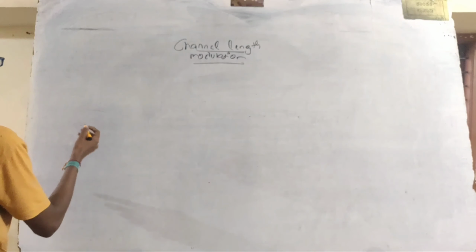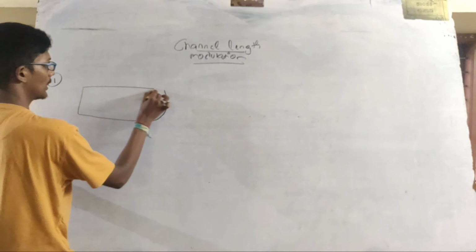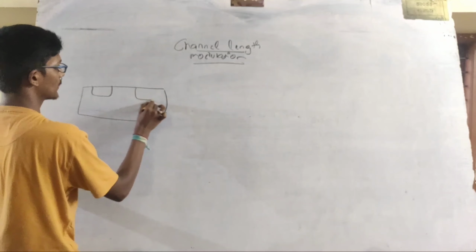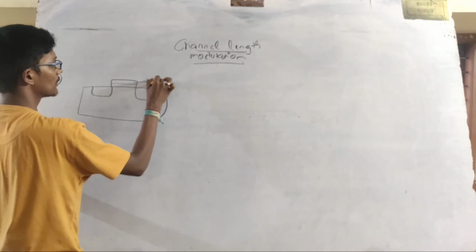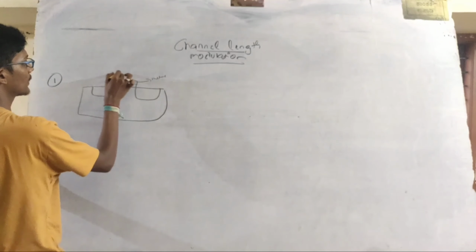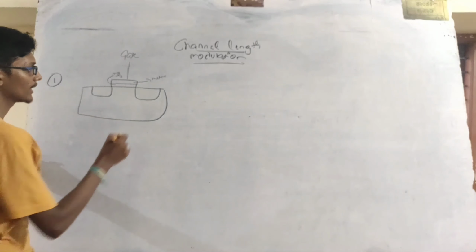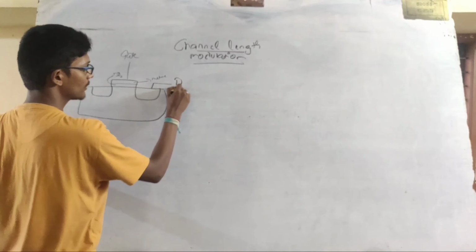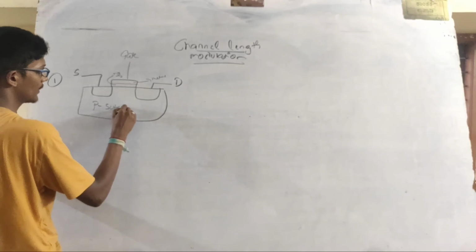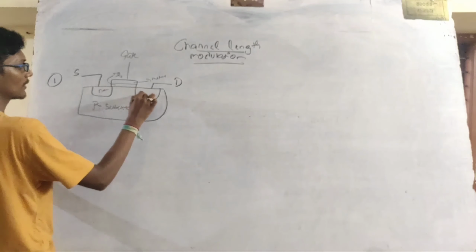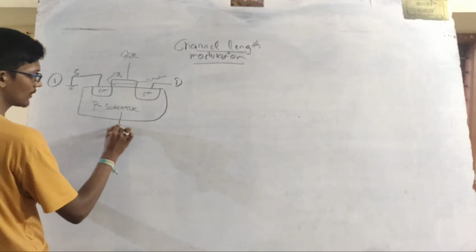See, channel length modulation. In the first case, I have a transistor here. I have two layers. This will be metal and this will be SiO2, and this is the gate terminal. This is the drain terminal, this is the source terminal, this is the P substrate, and these are the N plus region and N plus region. The source terminal will be grounded, and the substrate will be grounded.